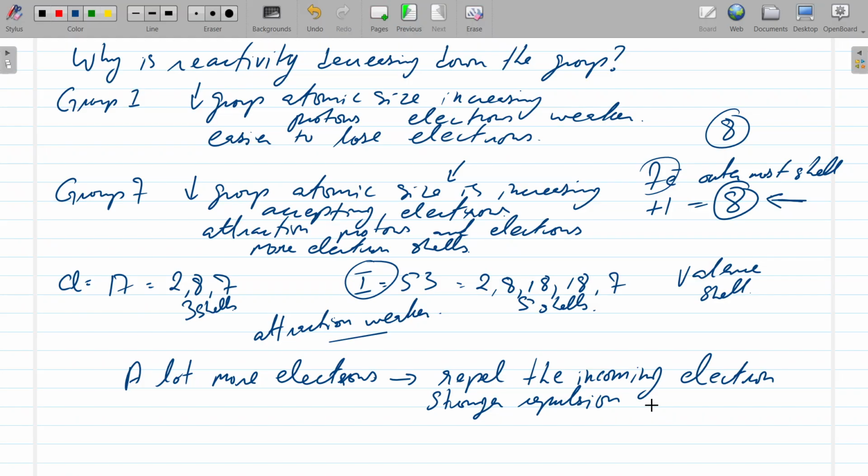And so, right, the less reactive that particular element is. The lesser the number of electrons, not only is the atomic size smaller, and so the effect of the positive protons to attract the electrons is greater, but the repulsion from the electrons is also lesser, and that makes it more reactive. That is the reason why the reactivity decreases down the group.